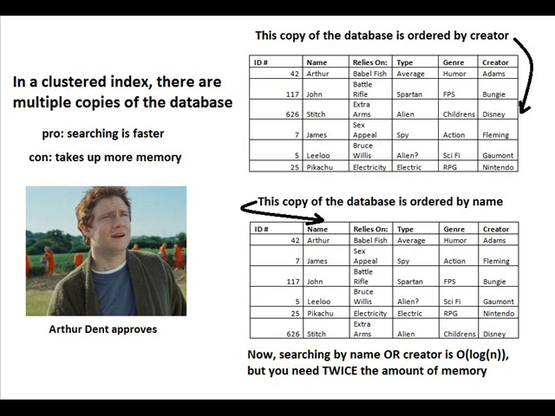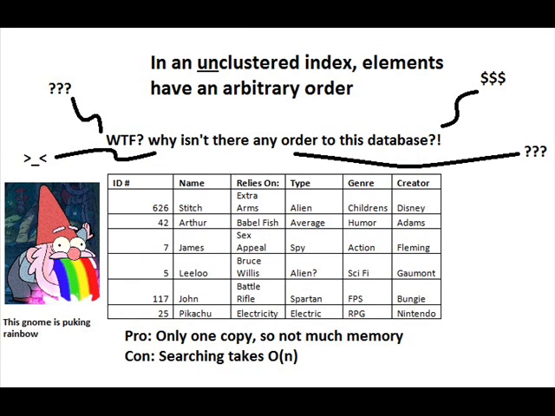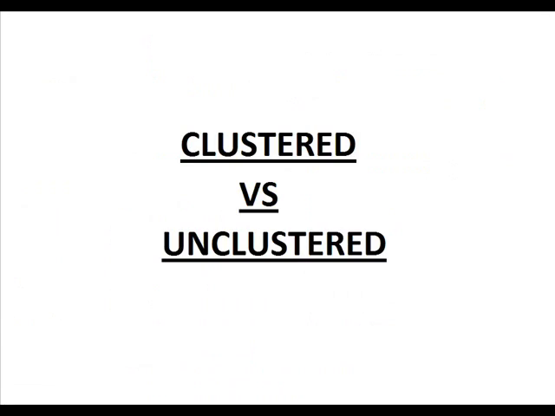Of course, there is a trade-off. Each copy of the database lives in memory, meaning that a clustered index takes up a lot of memory. Still, it can be fast to search through, which is a good thing. On the other hand, unclustered indexes have an arbitrary order. As you can see, since there's only one copy of the database in an unclustered index, the unclustered index does not occupy much memory. The trade-off is that it takes a very long time to search for an element in the index. So which one do you choose, clustered or unclustered?